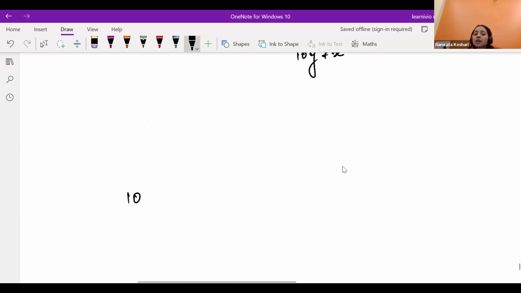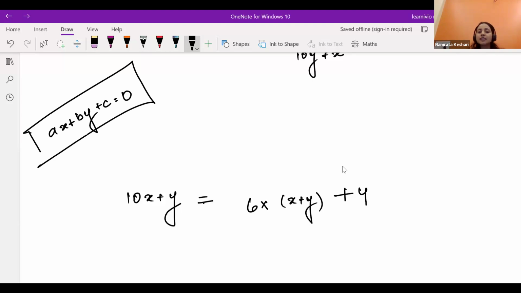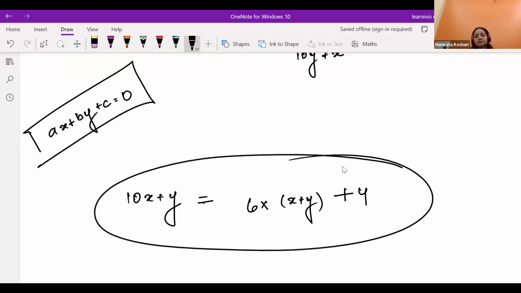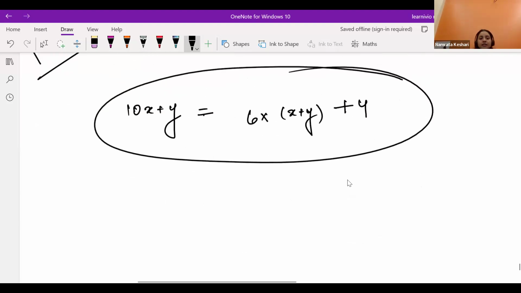According to our assumption, this is the number we have taken in assumption, is equal to 4 more than 6 times the sum of its digits. Now we will open the bracket, apply the distributive property, keep x and y, and basically write the standard format of linear equation in two variables, ax plus by plus c equals 0. This is what we want to create from here. Let's create it. Tell me, what are we going to get? Please tell me quickly. Meanwhile, I am writing the other question.